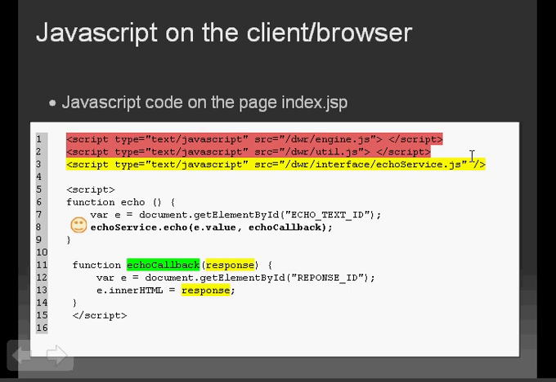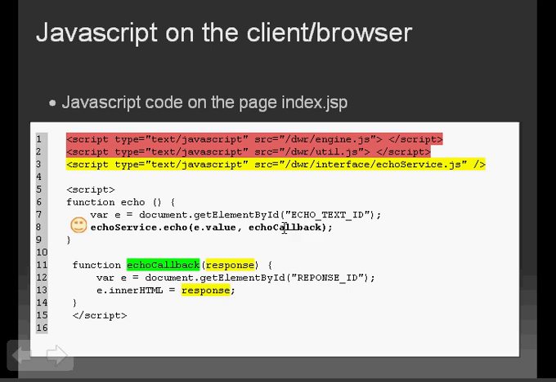What I want to do, as you saw, is when a user clicks the echo button, I'm going to call this method echo. All this method does is call echoService.echo with the value. You can see that it's almost identical to how you would call it on the Java side. And I pass here my callback method, meaning when the server is done processing my request, it will call back on this method, echoCallback.